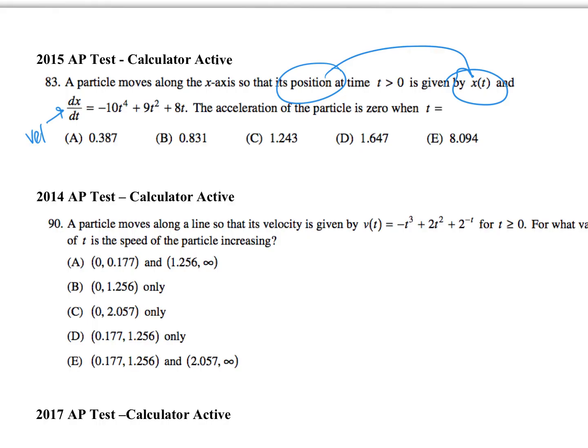We can't do it on the home screen. We want to be in the graph. You could have just typed in my velocity here if you want. You don't have to do the derivative of it, but we do want to be in the graph screen.